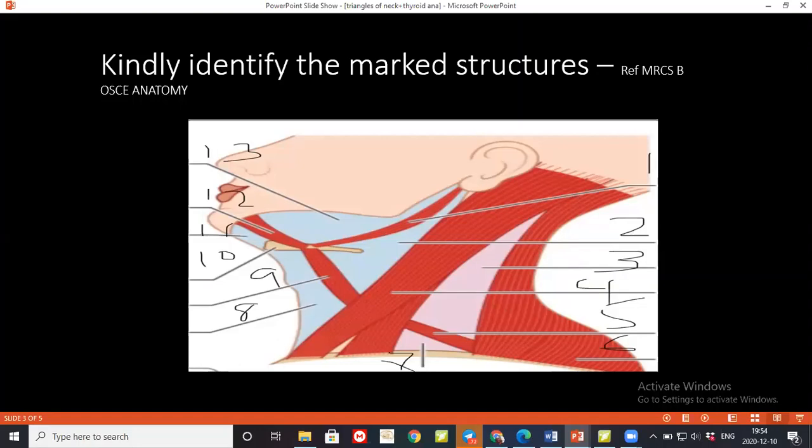Very good. Can you please tell me the contents of each and every triangle? The submandibular contains the submandibular gland. Submental contains the submental lymph nodes. There are more things in submandibular. Submandibular gland, ducts and lymph nodes, and facial artery and its branches, lingual nerve and submandibular ganglion, mylohyoid muscle and its nerve, hypoglossal nerve. All these are in the submandibular region.